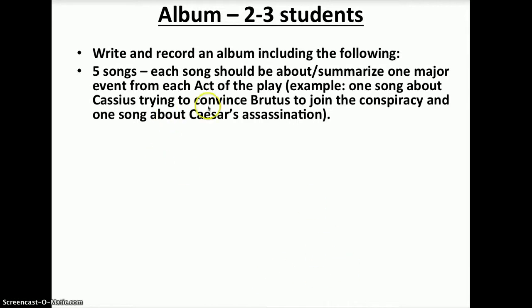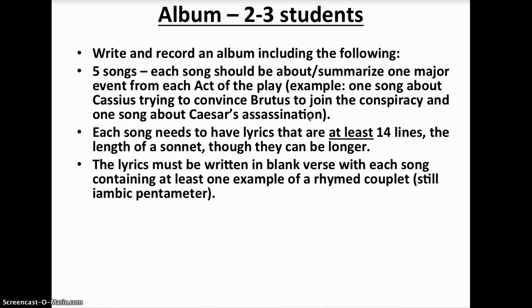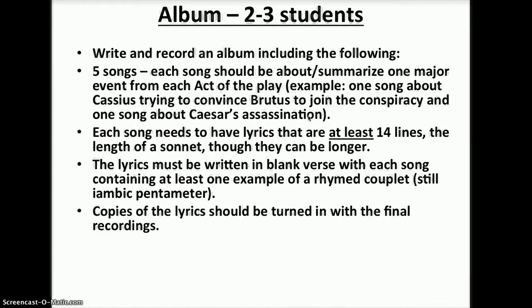A song about Cassius trying to convince Brutus to join the conspiracy. Each song needs to have lyrics that are at least 14 lines long, the length of a sonnet. The lyrics must be written in blank verse, with each song containing at least one example of a rhymed couplet, which is 2 lines of iambic pentameter that rhyme, that have end rhyme. Copies of the lyrics should be turned in to me with the final recordings. I need the copies of the lyrics.